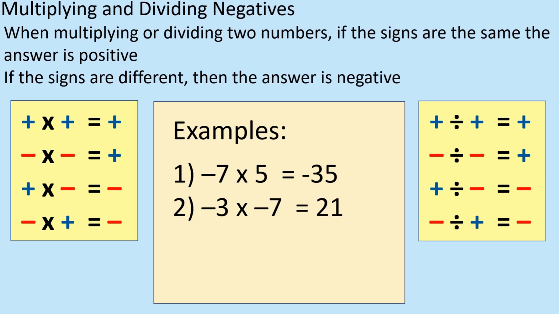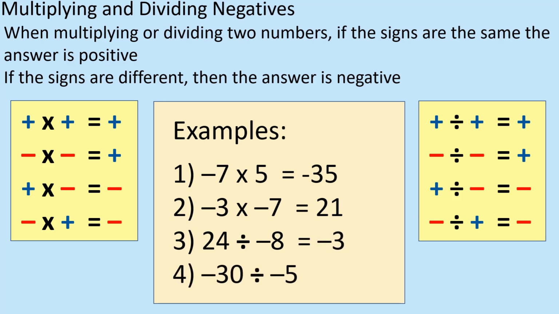If you've got 24 divided by -8, well, 24 divided by 8 is 3, but the signs are different, so it's going to be negative, so -3. And then you've got -30 divided by -5. Minus divided by minus is a positive, and 30 divided by 5 is 6, so my answer is just 6. Really, that's quite straightforward as long as you understand the rules.